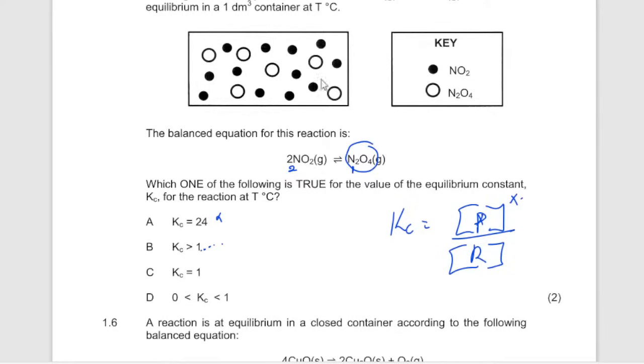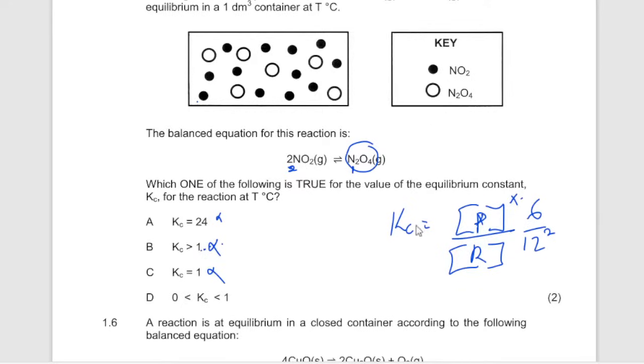So how many are they? 1, 2, 3, 4, 5, 6. Just in case that this is 6, we don't have any unit here. And then 1, 2, 3, 4, 5, 6, 7, 8, 9, 10, 11, 12. If this is 12, and this is 2 of them, so automatically this can't be 1. So Kc can't be greater than 1. Why? Because of this. So this is out.